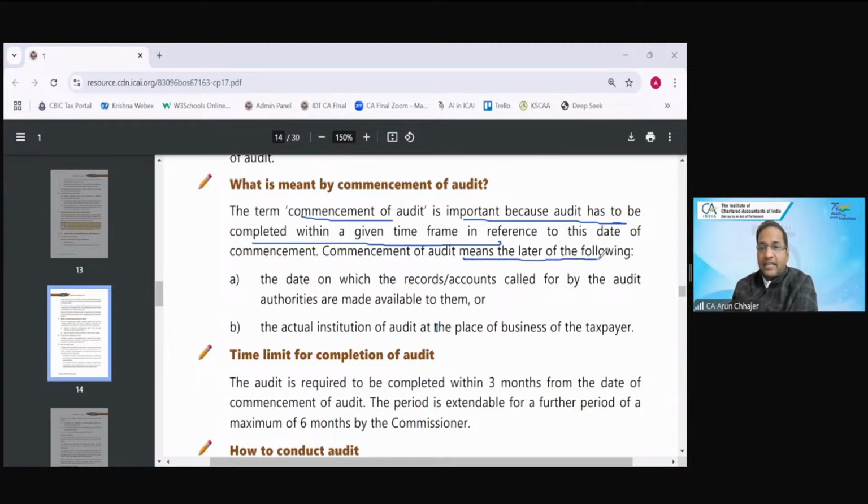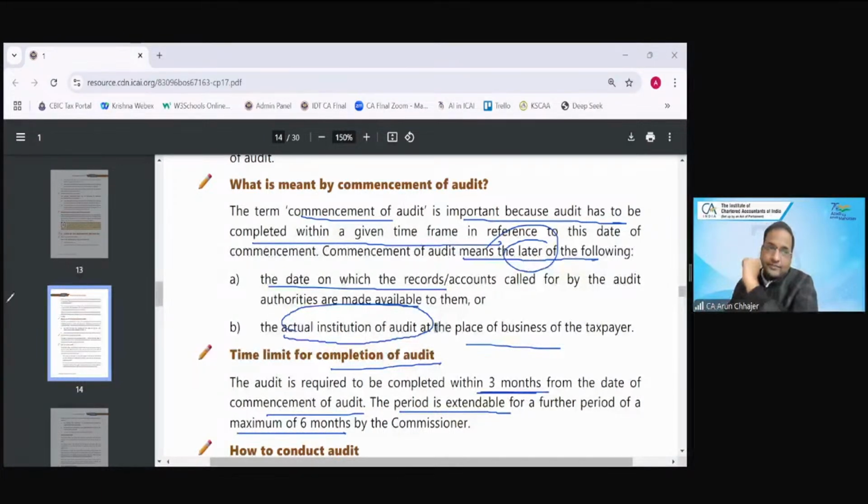Commencement of the audit means the later of the following: the date on which the records are made available, or the actual institution of the audit at the place of business of the taxpayer, whichever is later. Then time limit of completion: it has to be completed within 3 months from the date of the commencement of the audit. The period is extendable for a further period of 6 months by the commissioner.